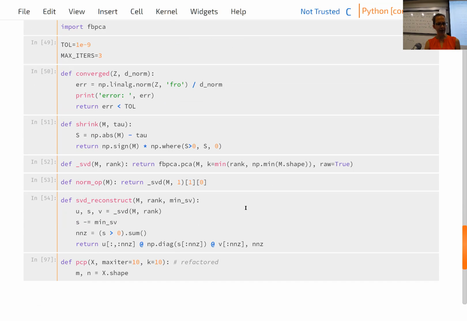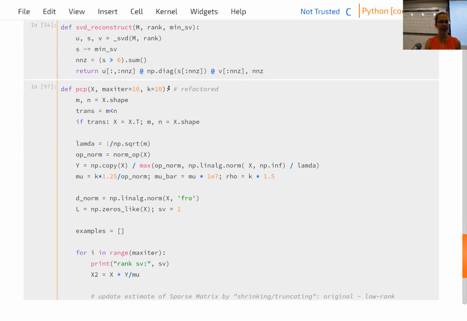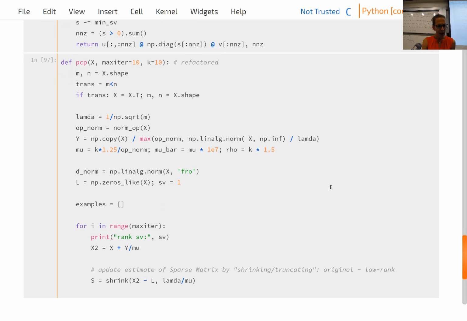And here is how that looks in the code. This is PCP, which stands for Principal Component Pursuit. I should say Principal Component Pursuit is just one algorithm for robust PCA. Robust PCA refers to the decomposition we want, and there are different algorithms to get there. In this class, we're using principal component pursuit.